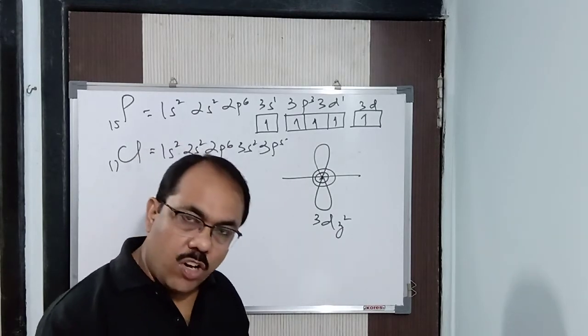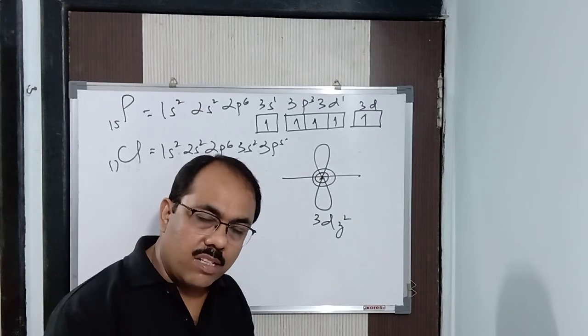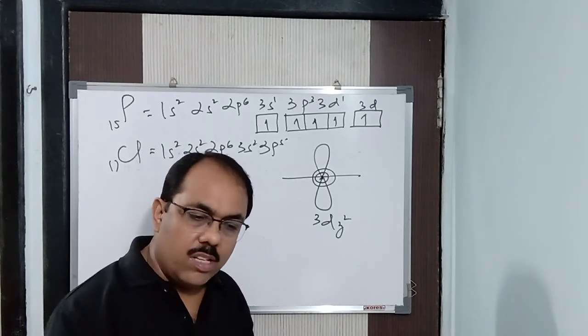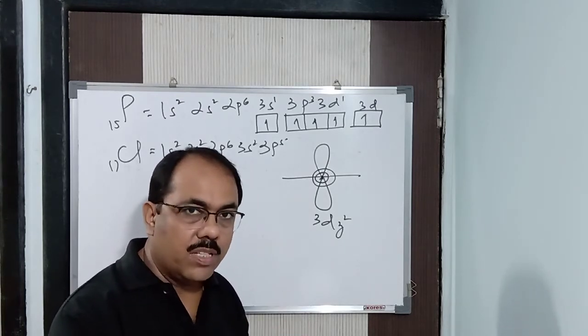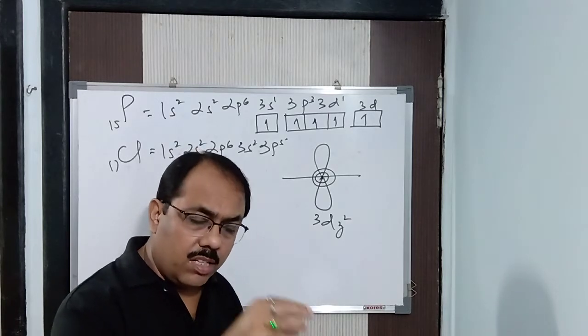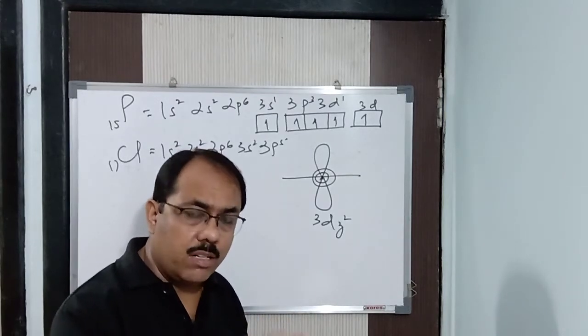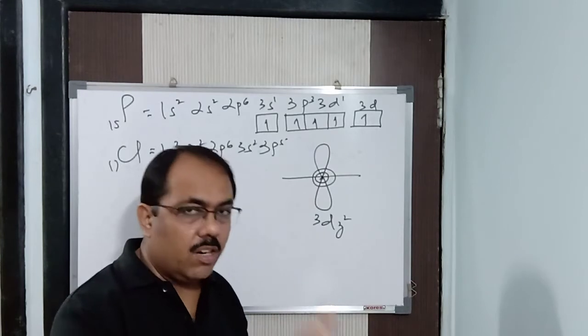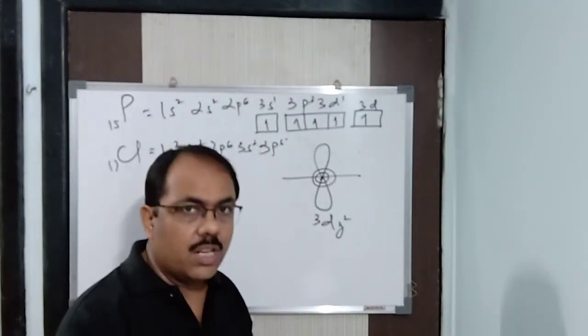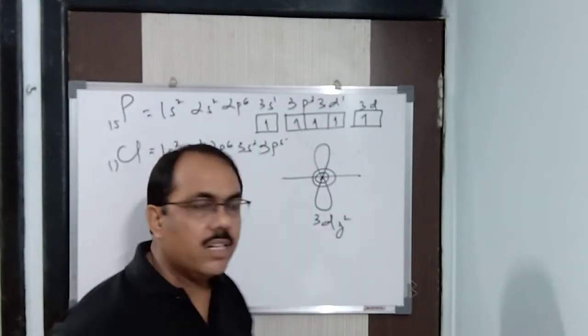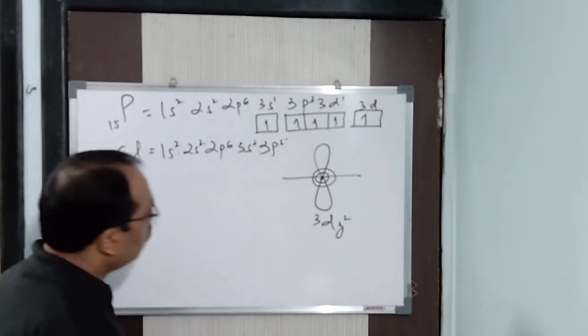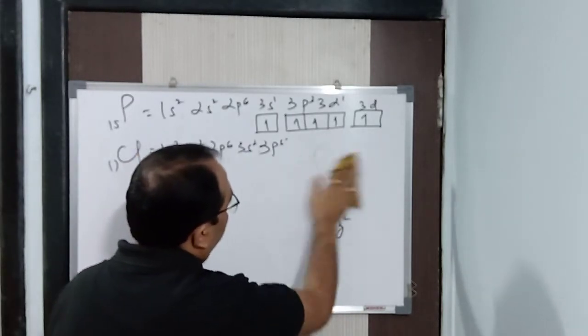Got it now? So what are the subshells involved here? The 3s subshell and the 3p subshell. Under the 3p subshell we have 3 orbitals, 3px, 3py, 3pz. And under the 3d subshell, one orbital, 3d z square, is participating in hybridization. So what can we draw?